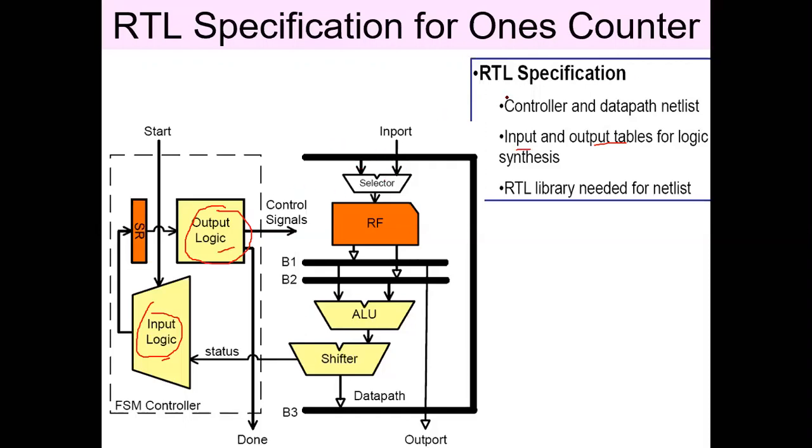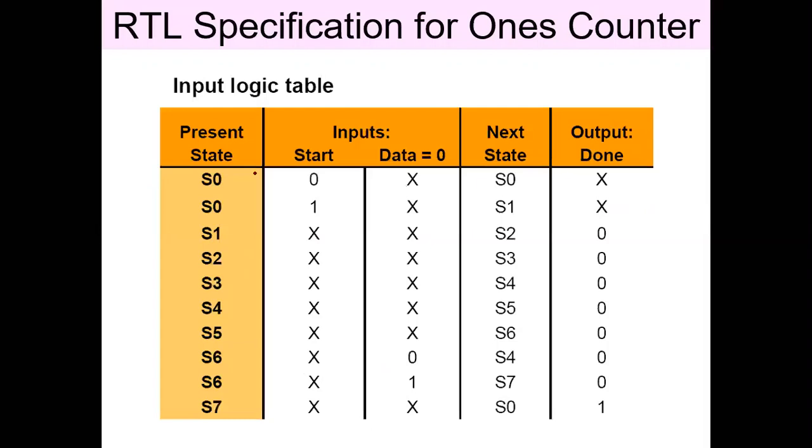For the same ones counter, we have to study what the input table representation is, and for the ones counter, what the output table should be. That is the next section. So here this is the input table for a ones counter, the input logic table. The input table will have the corresponding present state representation. What is the input, what is the next state, and what will be the final output. All this will be represented in the input logic table.